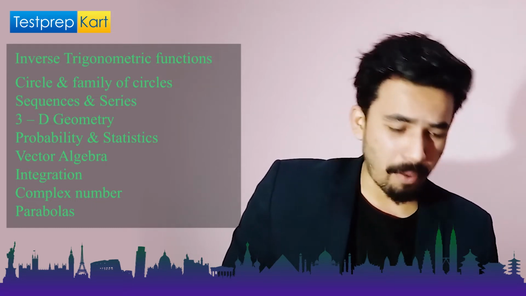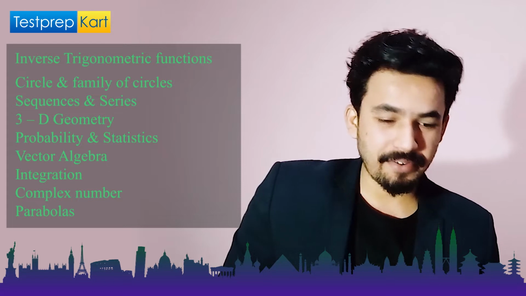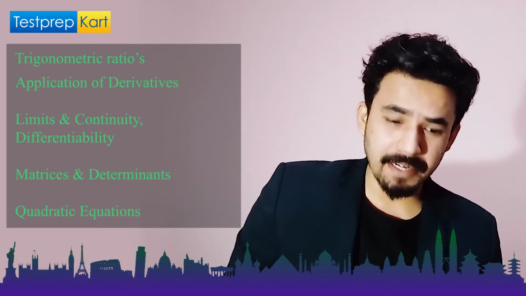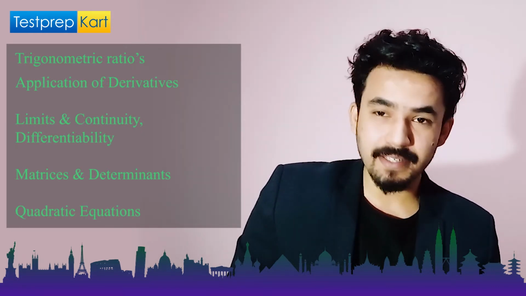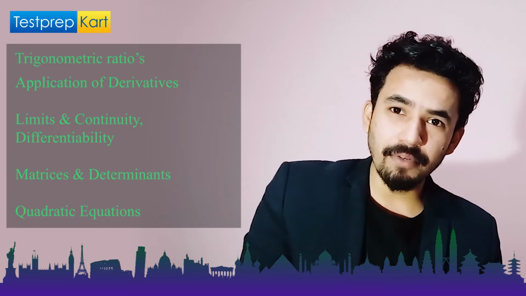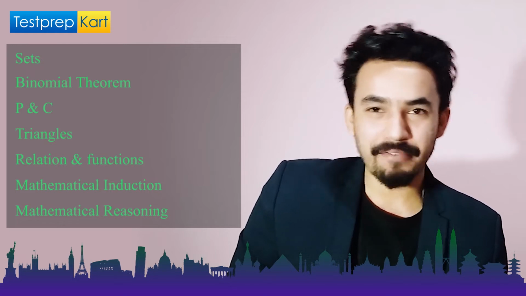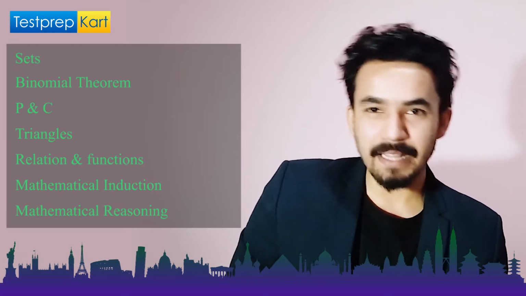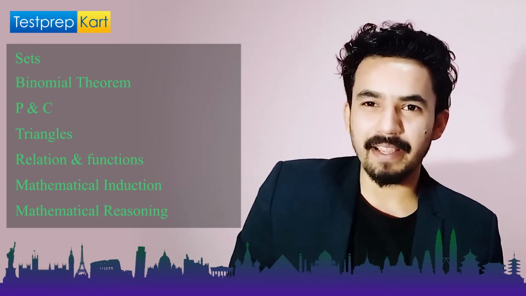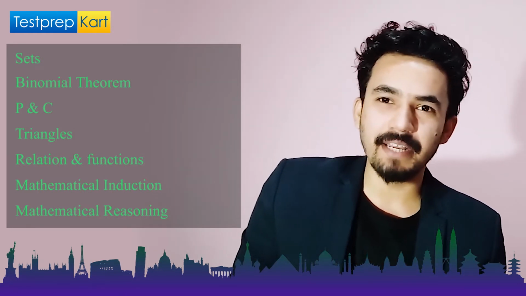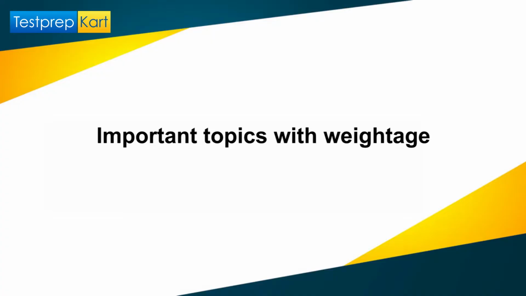Then vector algebra, integration, complex numbers, parabola, trigonometric ratios, application of derivatives, limits, continuity and differentiability, matrices and determinants, quadratic equations, sets, binomial theorem, permutation and combination, that's again a part of modern maths, quite an easy topic, but that requires concept clearing, right? Triangles, relation and function, mathematical induction, and lastly mathematical reasoning. So these are the list of topics from maths that is coming in JEE Mains 2021, right?